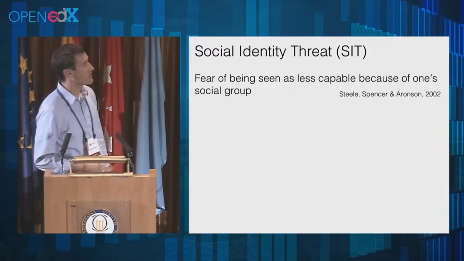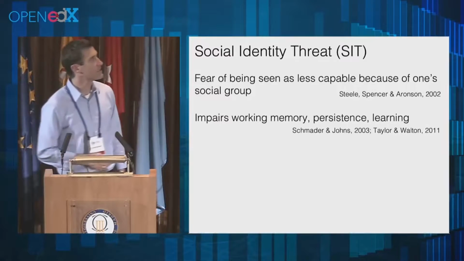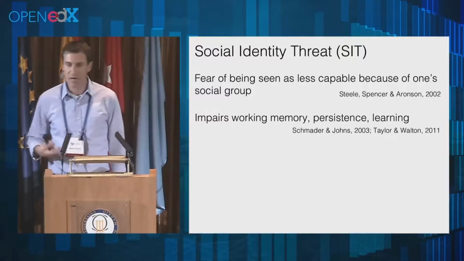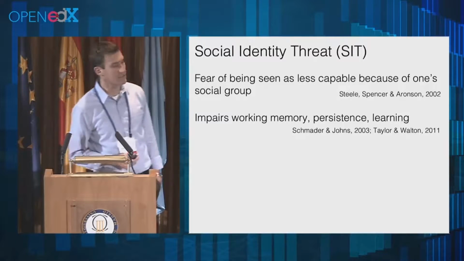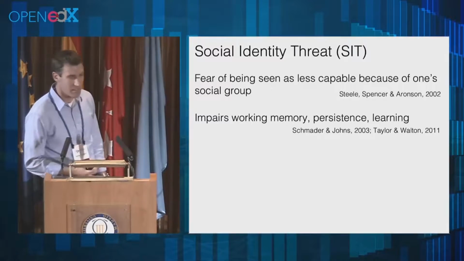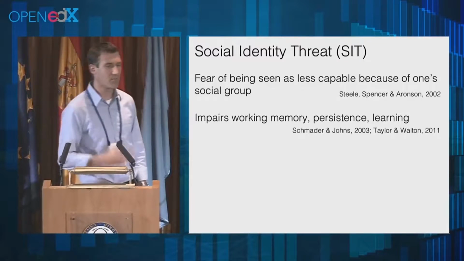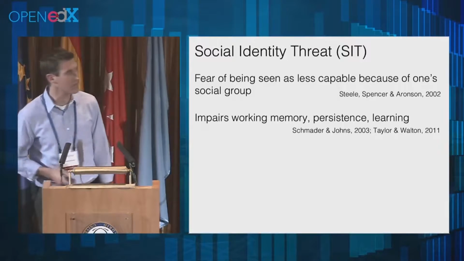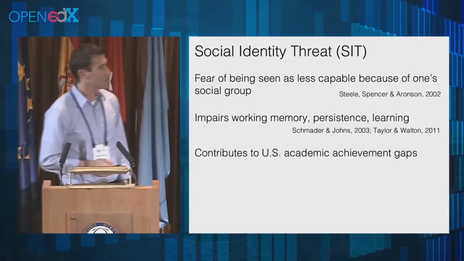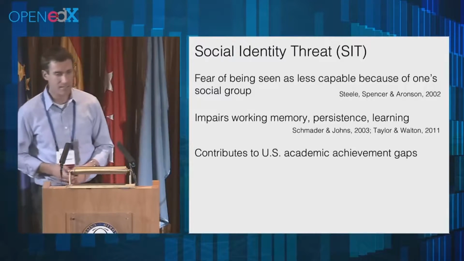So social identity threat is the fear of being seen as less capable because of your social group. And we hypothesized that that might also be something that was affecting these learners. It impairs working memory and persistence in learning. We know this. We have good data on it, that this is one mechanism by which people underperform in certain learning environments. As I said, it's contributed to academic achievement gaps in the United States.